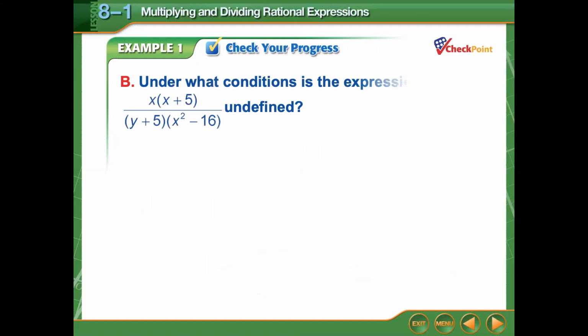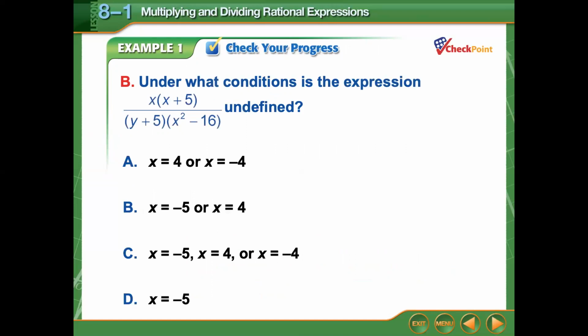Go ahead and take your time to try those. When you work this one out, you should get C.